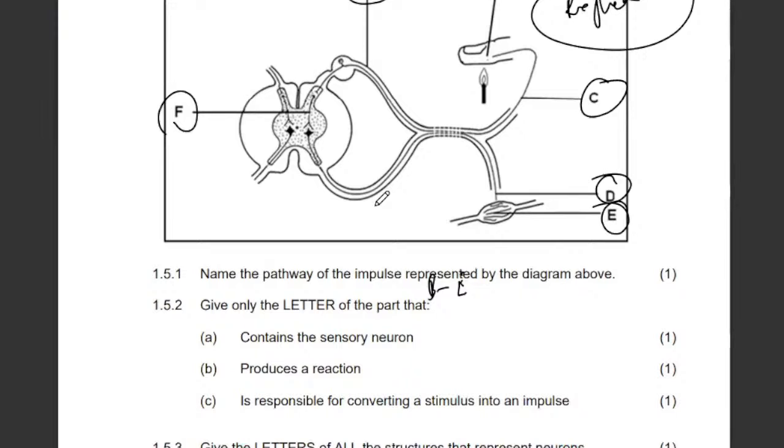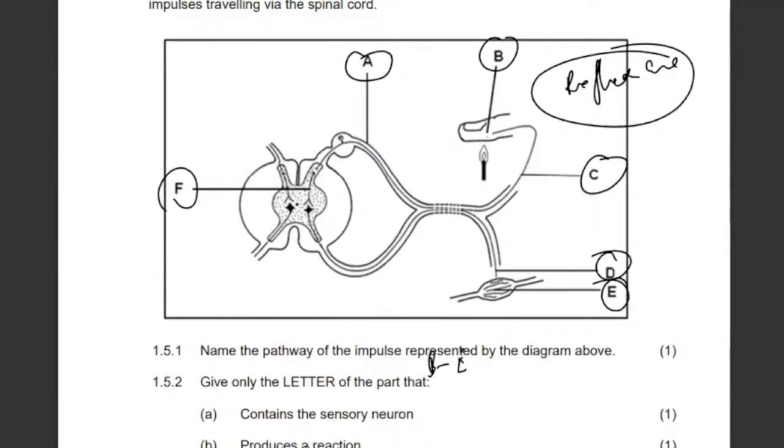You're saying give only the letter of the part that contains sensory neurons. Which part contains the sensory neuron? So basically it's going to be C. Remember that there is a difference between a nerve and a neuron, but it's almost the same thing. But one is a little bit bigger than the other. You understand? It's like a big wire, and then small wires inside. So the answer is going to be C, because that's where the sensory neuron is passing, or that's exactly the sensory neuron.